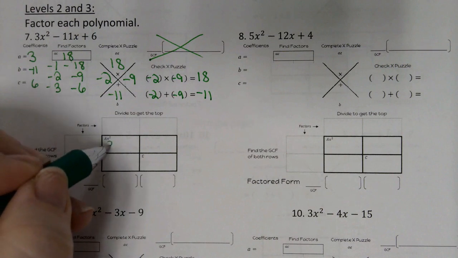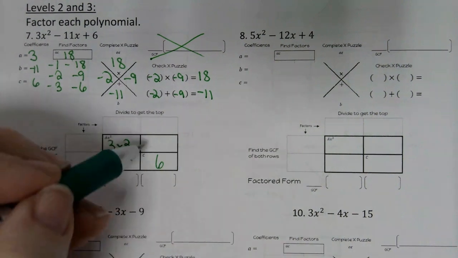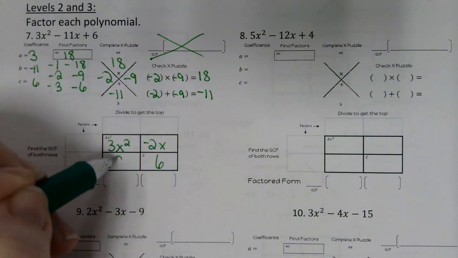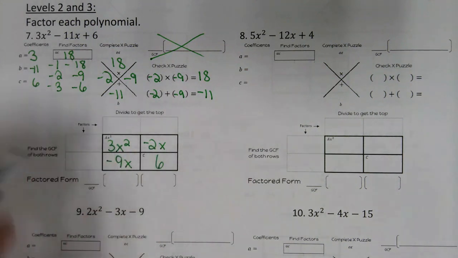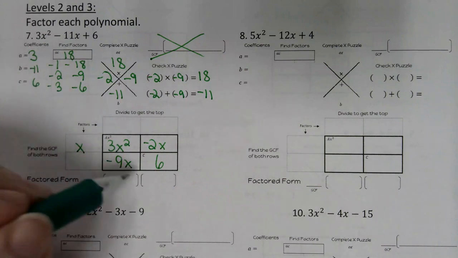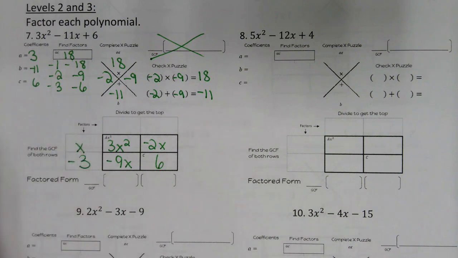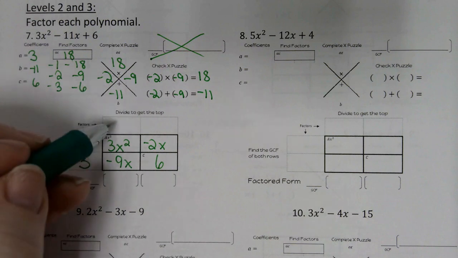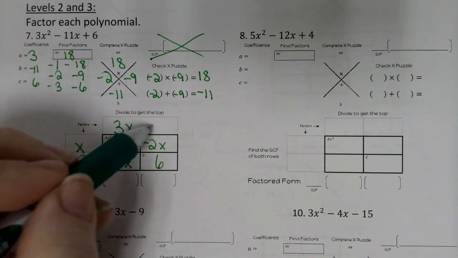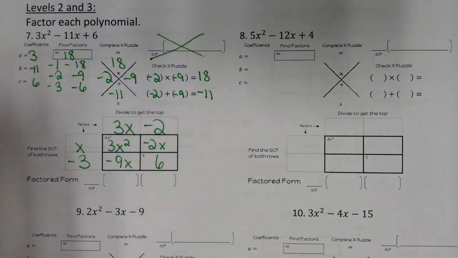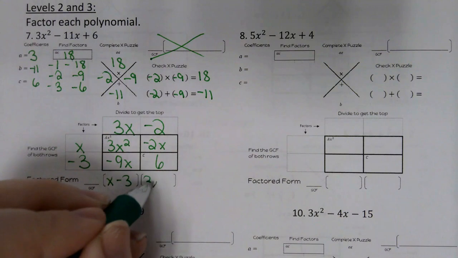First term will go in the first box. Our last term will go in the last box. Then negative 2x and negative 9x will make up the last of our boxes. Out of the top row, I have an x that's common, and out of the bottom row, I can take out a negative 3. The left side, I can take out a 3 and an x, and then the right side, I can take out a negative 2. So my factors are x minus 3 and 3x minus 2.